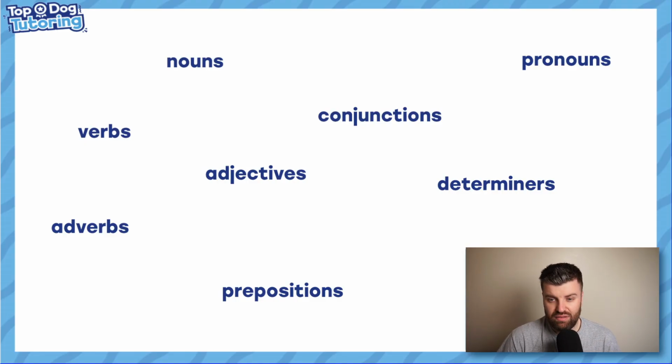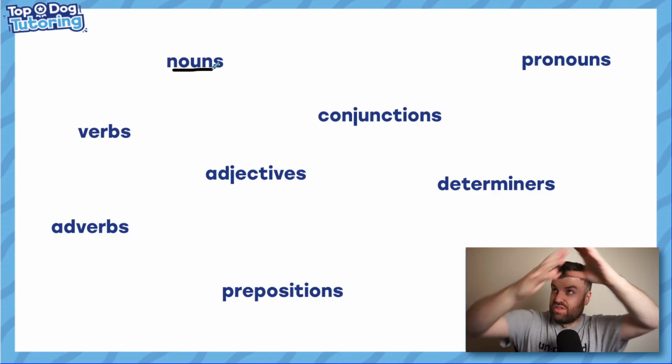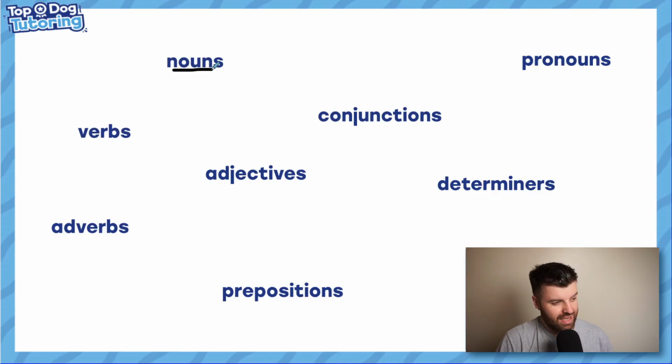For example, a noun: a person, a place, a thing, or an idea. That's a noun. A table, that's a noun. The sky, that's a noun. Happiness, that's a noun, because even though we can't pick it up, it's an abstract noun. It's a thing that we imagine, an idea, happiness. So all of these are word classes.